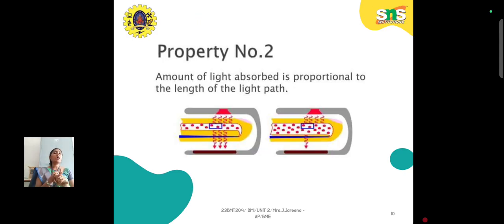The second property is that the amount of light absorbed is directly proportional to the length of the light path. If you increase the light path length, obviously the absorption will be higher. The blood has more time to absorb more light, so the amount of light absorbed is directly linked with the length of the light path. So this is property two.